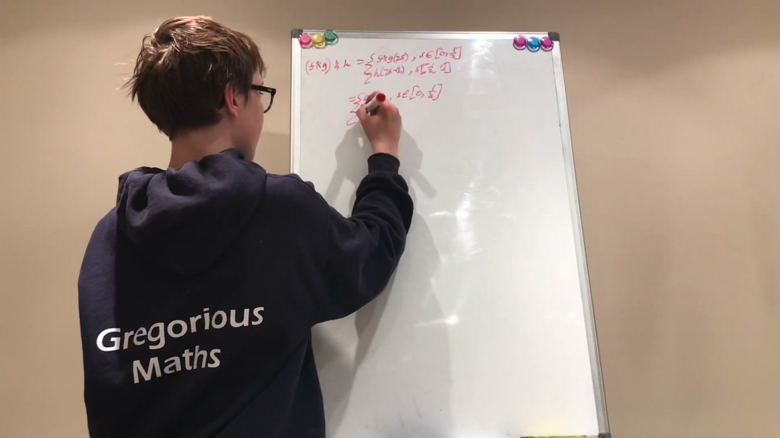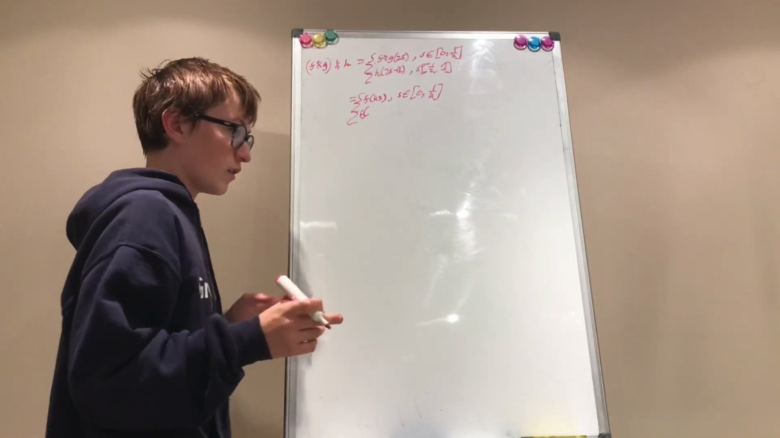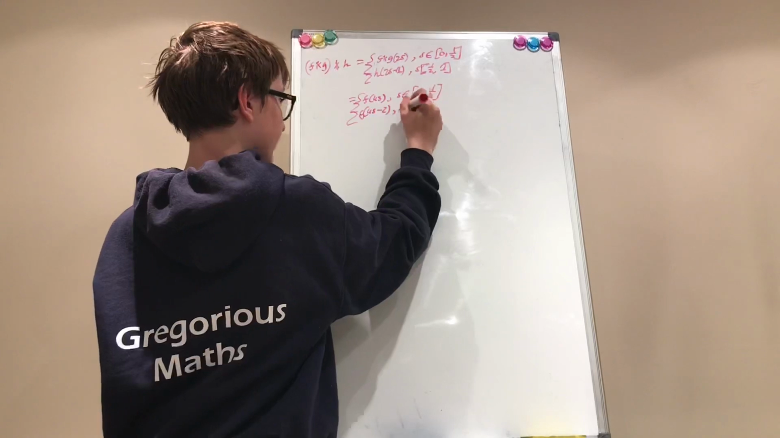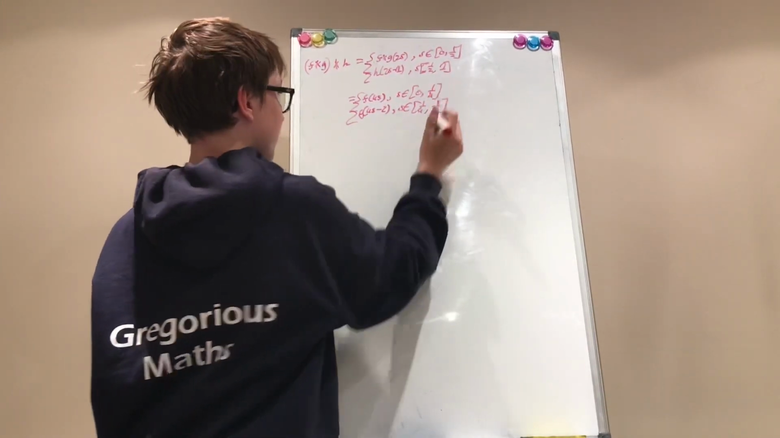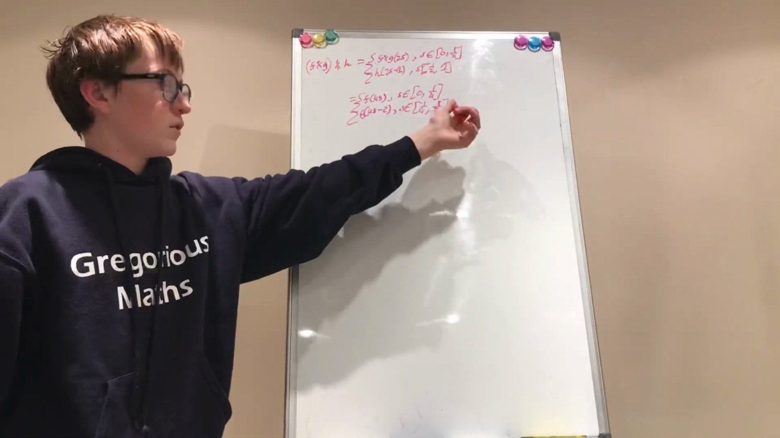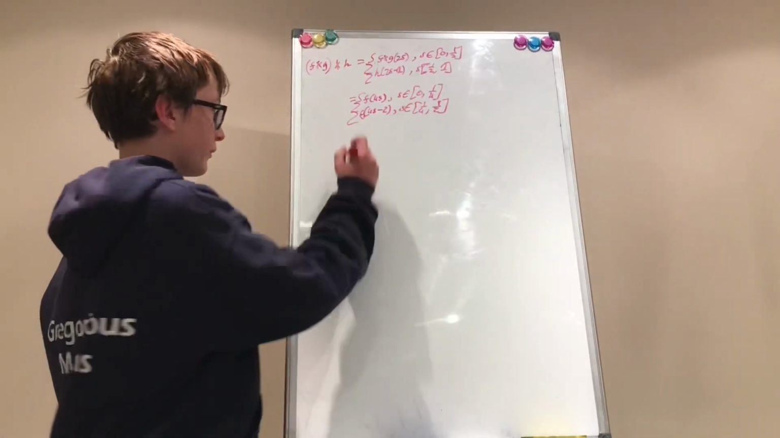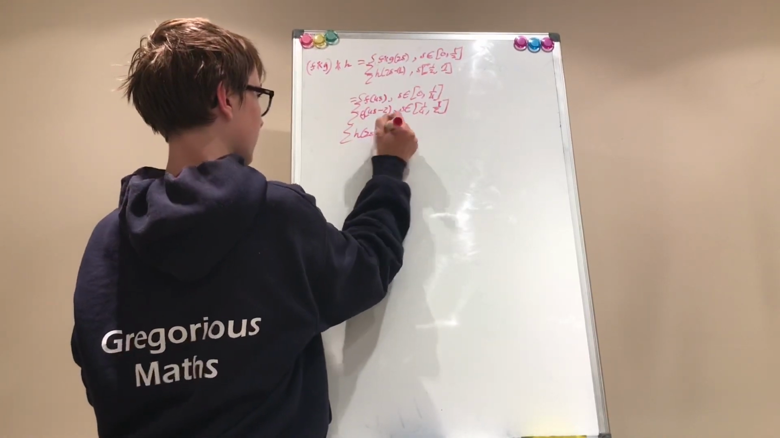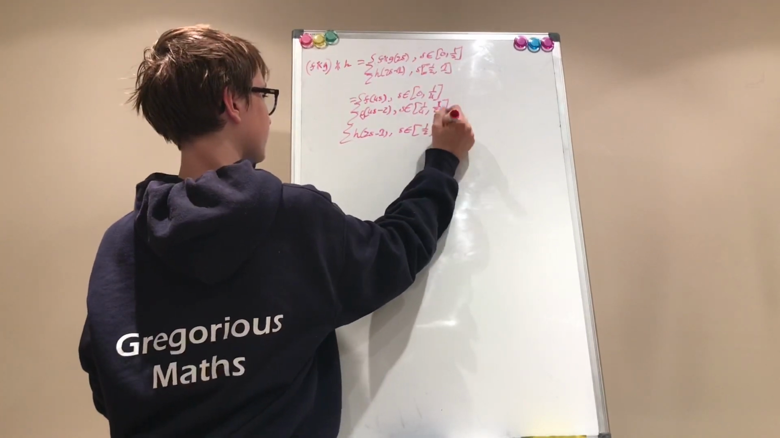Now, we have G of 2 times 2S minus 1 is 4S minus 1, as long as S is between 1/4 and 1/2. You can check these for yourself, the S between part. And H of 2S minus 1, as long as S is between 1/2 and 1, stays the same.